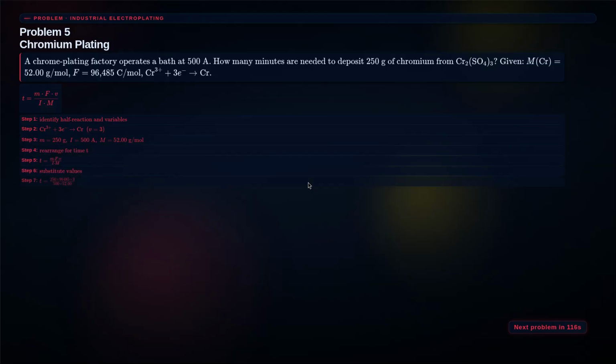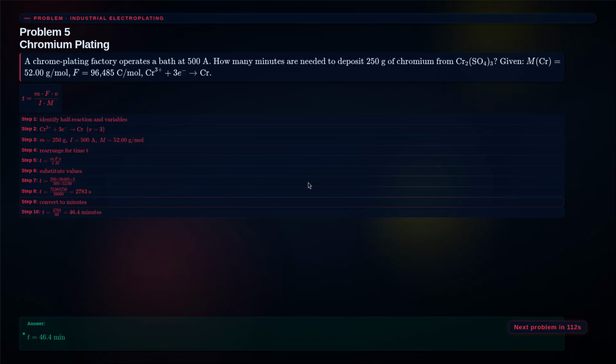Problem 5. A chrome plating factory operates a bath at 500 amperes. How many minutes are needed to deposit 250 grams of chromium from chromium 3 sulfate? The half reaction is Cr3+ plus 3 electrons gives Cr solid, so v equals 3. Rearranging Faraday's law for time. t equals m times F times v divided by I times M.